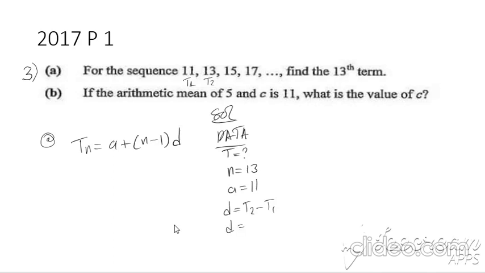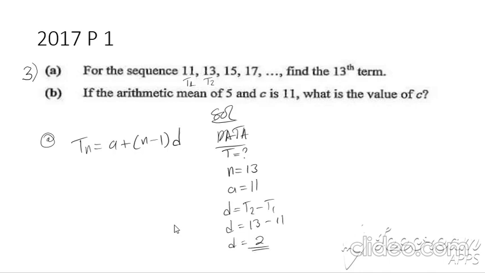So our T2 is what? 13 in the sequence. And then our T1 is what? 11. Like that. And then common difference is equal to, so what is 13 minus what? 11. So that's what? 2. So that's your common difference. That's your common what? Difference.